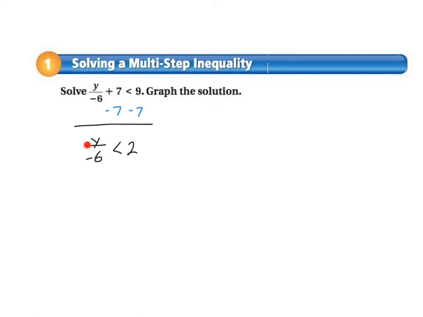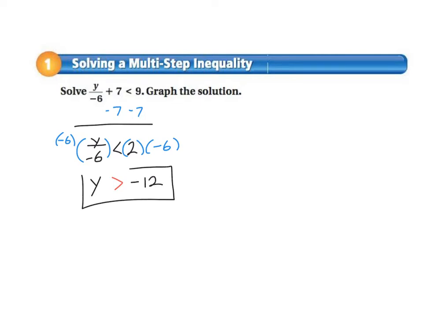Now I see that I have division, so I know that the inverse operation there is multiplication. So notice I am multiplying both sides by -6. Since I'm multiplying by a negative, I need to flip my inequality sign. And now I can finish solving. I'm left with 1y is greater than -12. So please don't forget, when we multiply or divide by a negative, your inequality sign needs to flip.